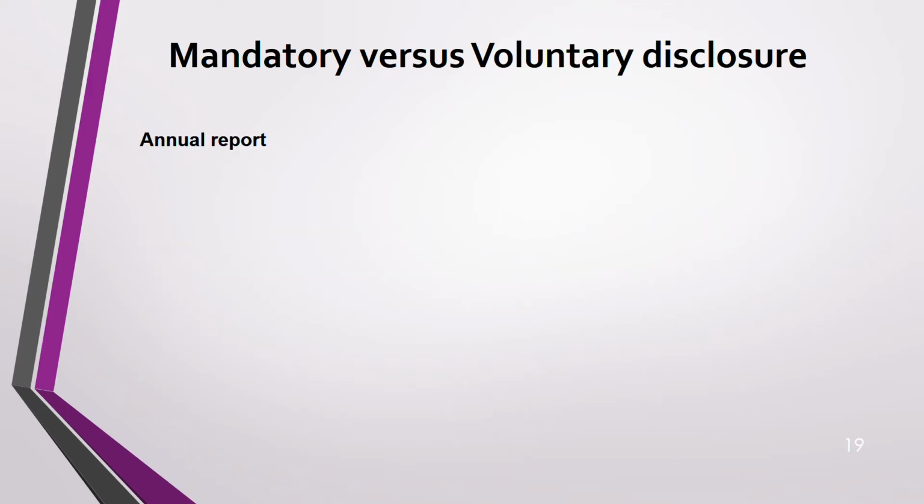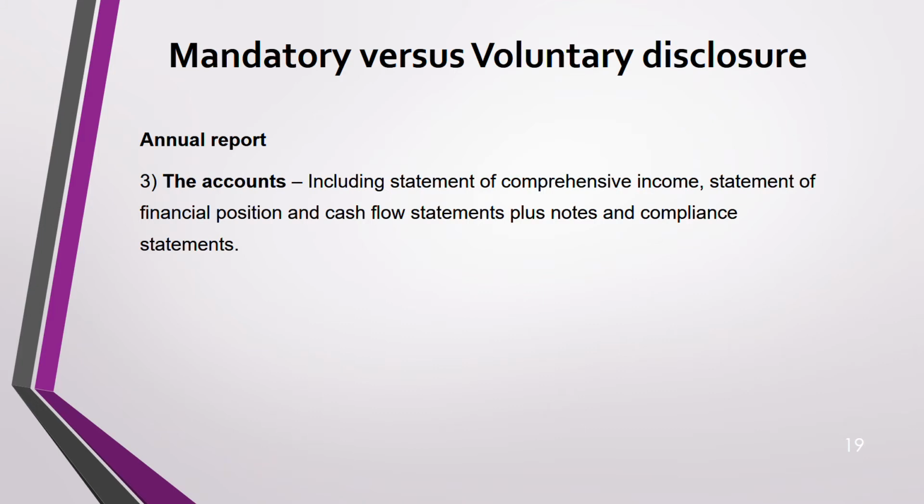Third, which is voluntary, the accounts. Things like the statement of comprehensive income, statement of financial position, statement of cash flow, plus notes and compliance statement. These are voluntary in a sense of how the accounts are presented, things like the compliance statement, whether you have complied, and the notes. These are voluntary in the accounts.